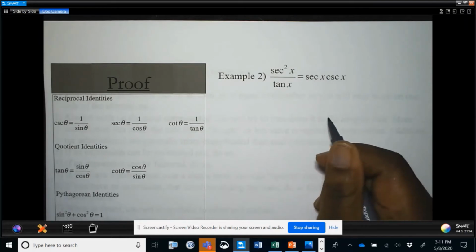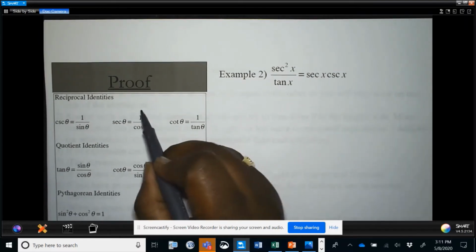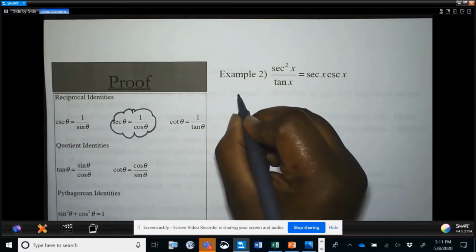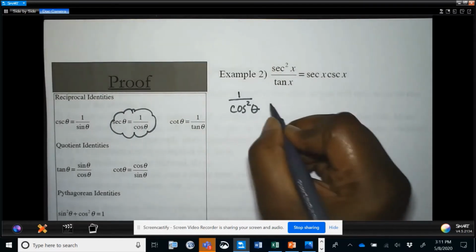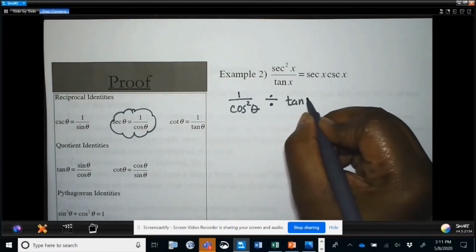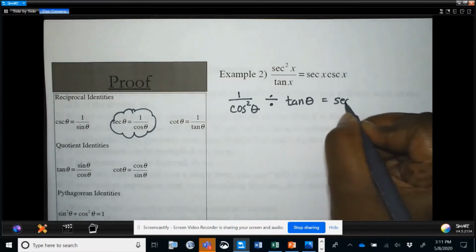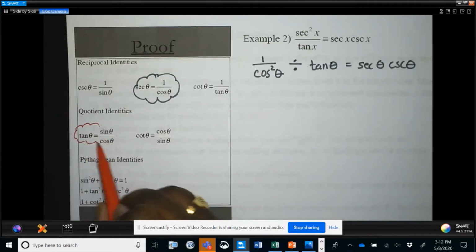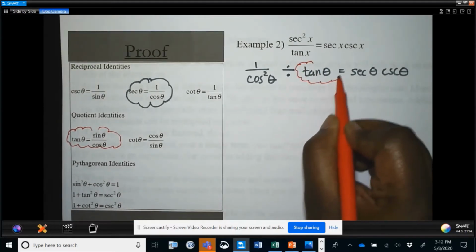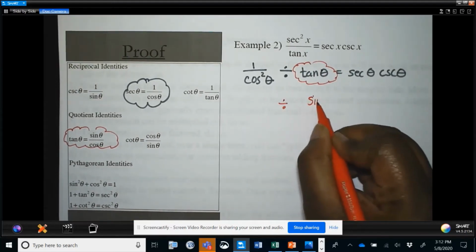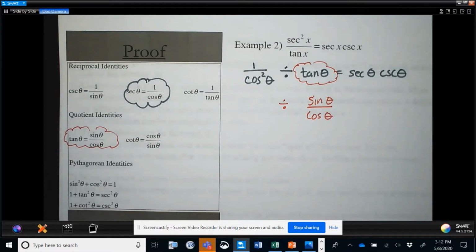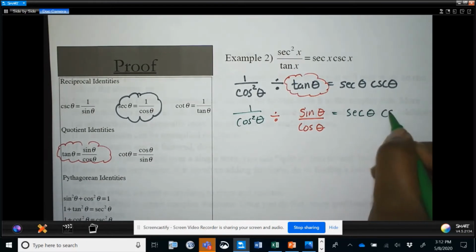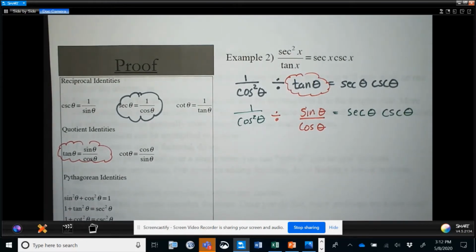Example 2. We have secant squared x divided by tangent x. Change secant to cosine. Since it's secant squared, it'll be cosine squared theta divided by tangent. Wow, I put theta. That's okay. We can use theta instead of x. Tangent theta is the same as sine over cosine. So we're dividing by sine theta over cosine theta. And we write down cosine squared theta equals secant theta cosecant theta.